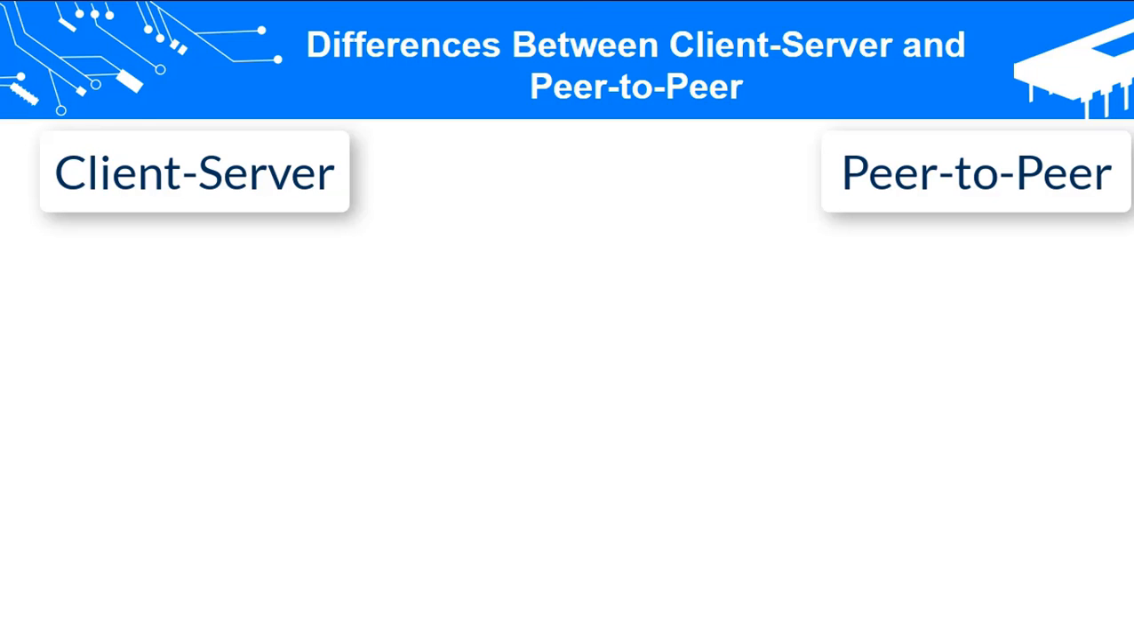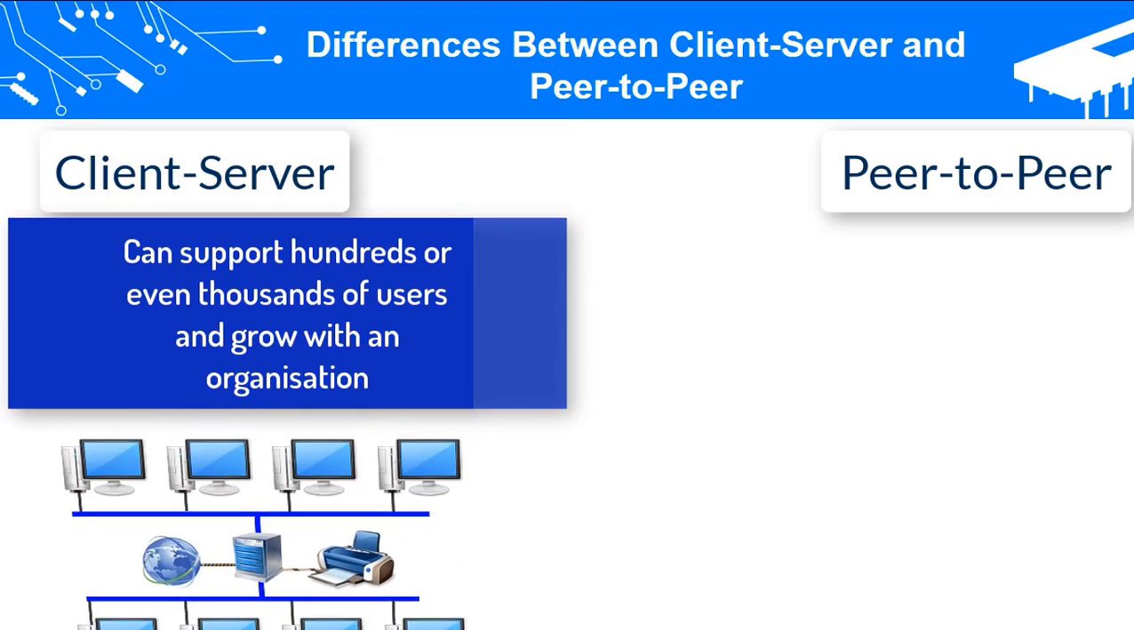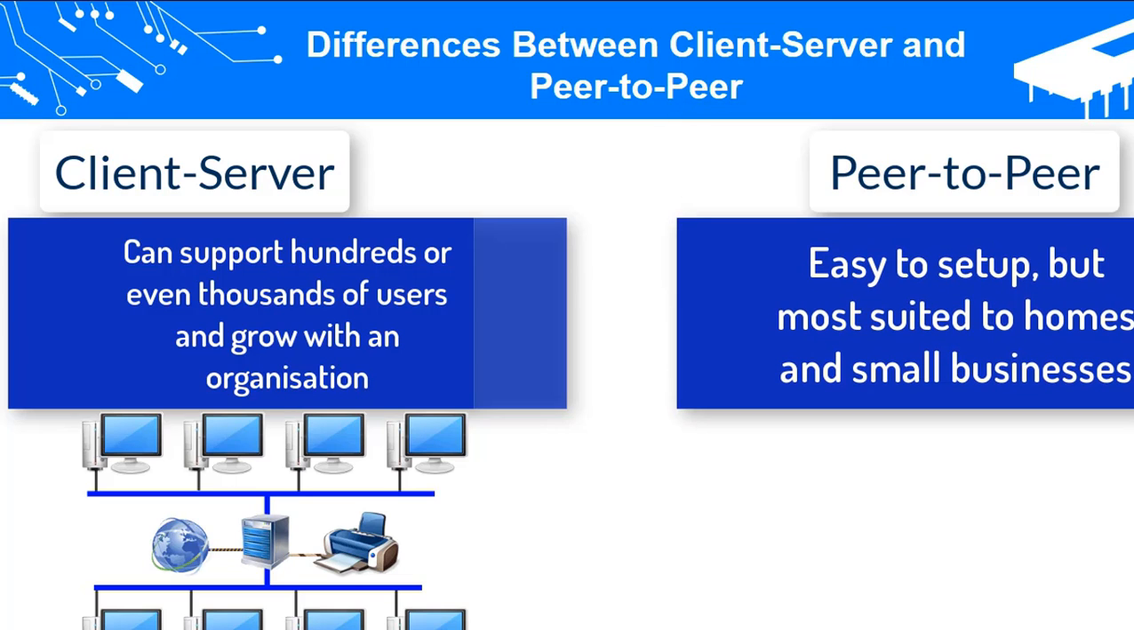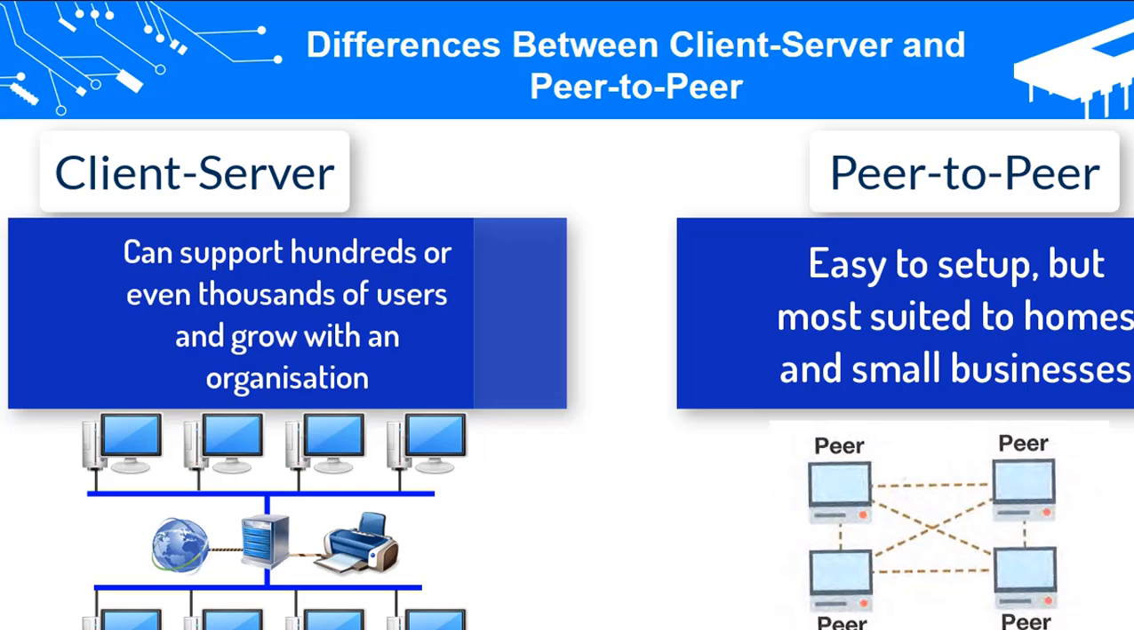A client-server network can support hundreds or even thousands of users and grow with an organization, while peer-to-peer is easy to set up but most suited to homes and small businesses.